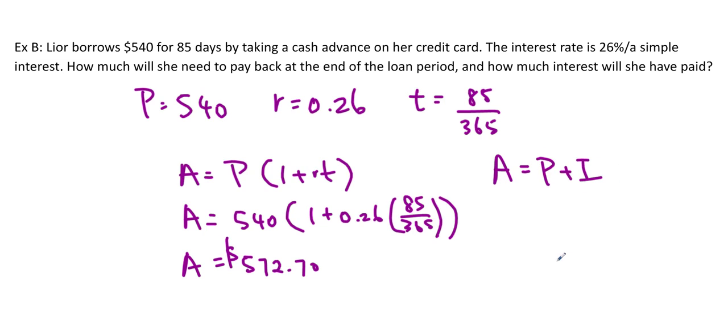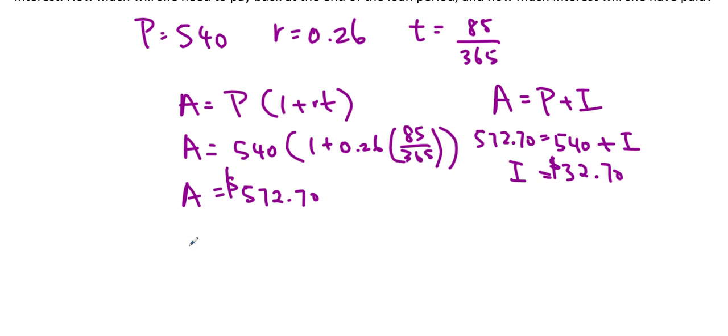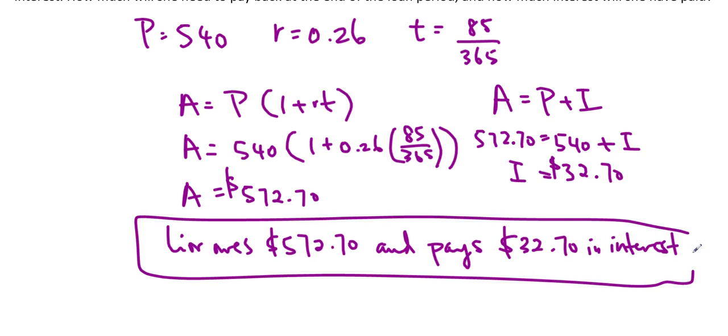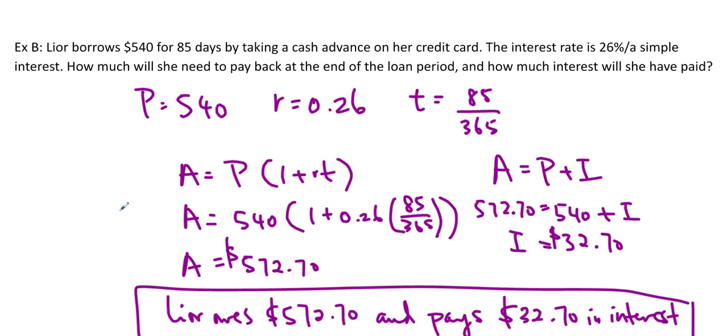And so the interest, we know that A is equal to P plus I. That's interest earned. So 572.70 equals 540 plus I. So I is equal to $32.70. That's a big price to pay for 85 days. So Lior owes $572.70 and pays $32.70 in interest. Okay, make sure you read the question so that you know that you are actually answering it. That's one of the main problems, silly reasons to lose marks.